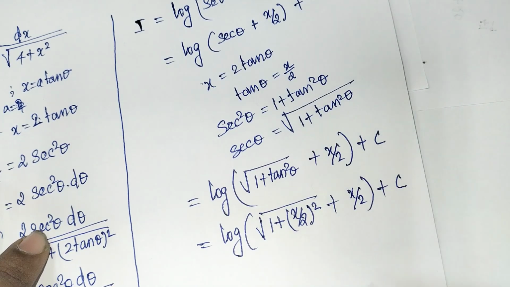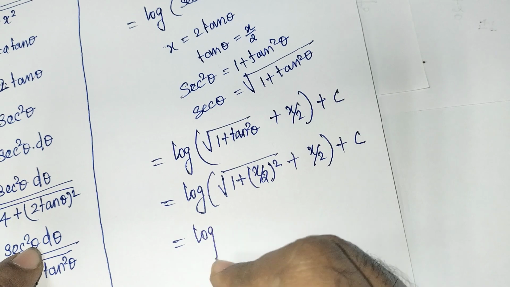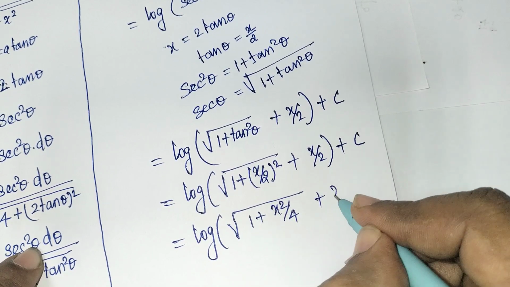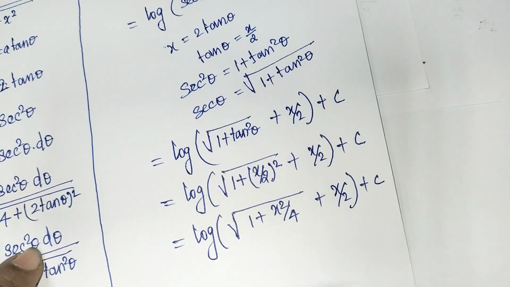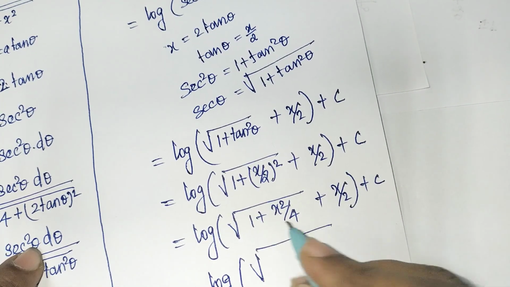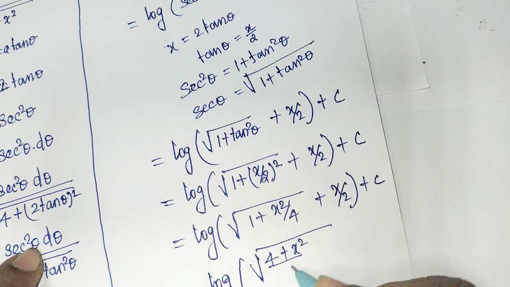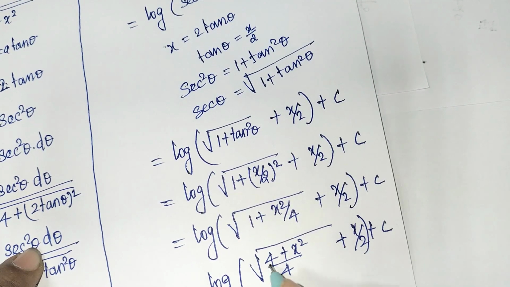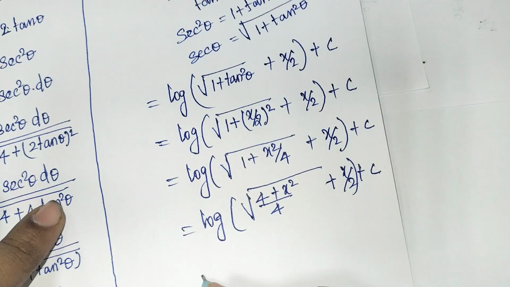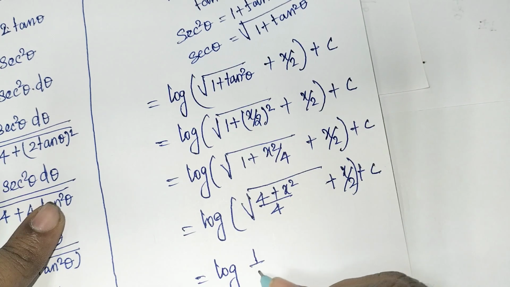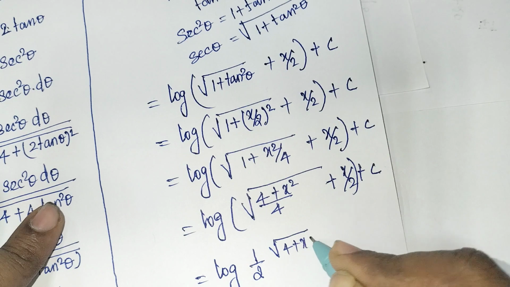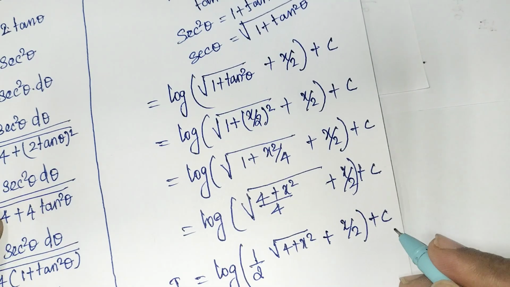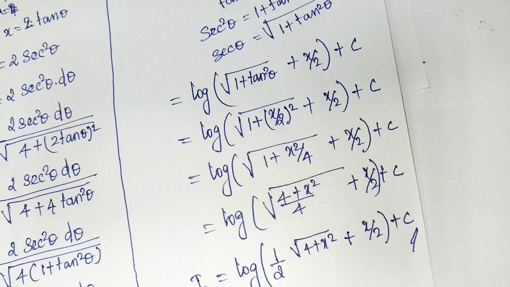Okay, so now we can simplify this term, log of square root of 1 plus x square divided by 2 square, which will be 4, plus x by 2 plus c. Okay, and cross multiply, you will get log of, cross multiply this term, 4 plus x square divided by 4, square root of 4, okay, plus x by 2 plus c. Square root of 1 by 4 we can write as 1 by 2, so I will write log of 1 by 2 into square root of 4 plus x square plus x by 2 plus constant c. Is this our final answer? We completed the second expression based on the problem.